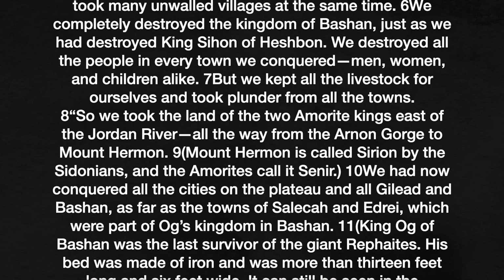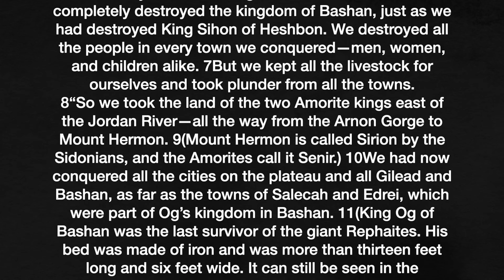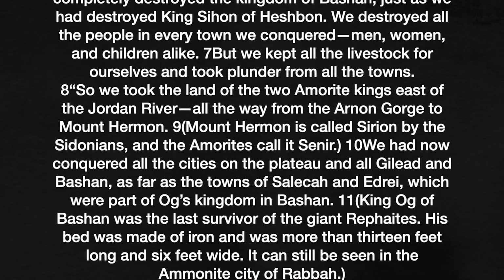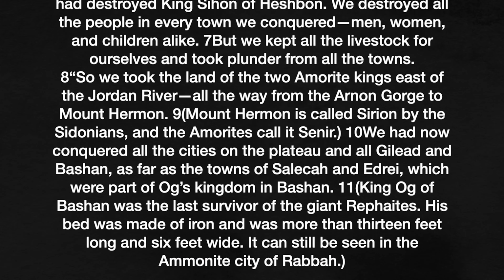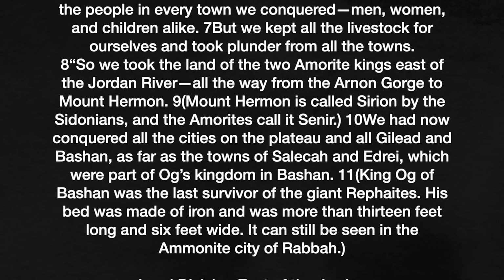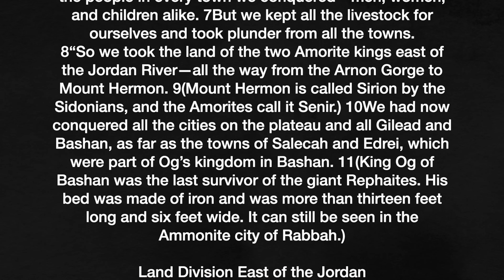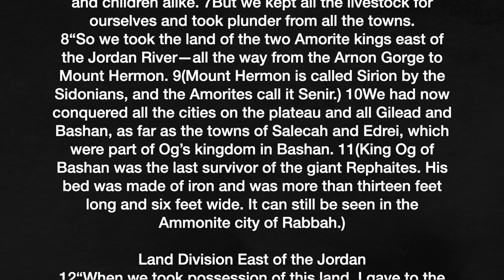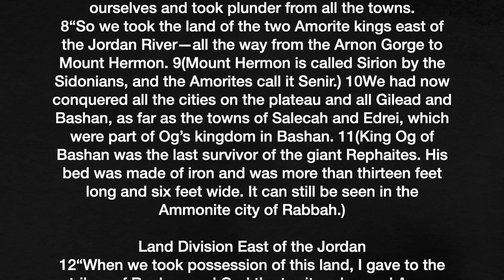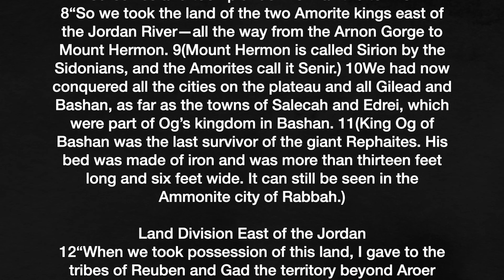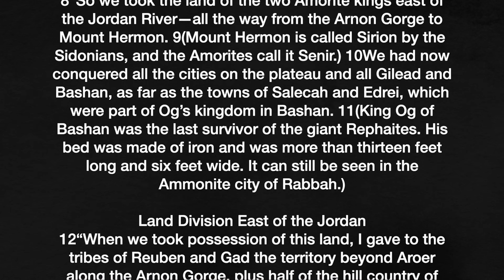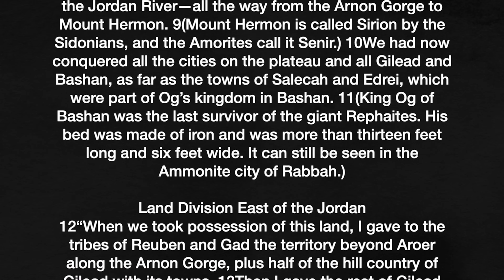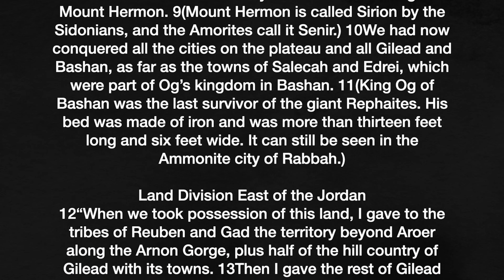So we took the land of the 2 Amorite kings, east of the Jordan River, all the way from the Arnon Gorge to Mount Hermon. Mount Hermon is called Sirion by the Sidonians, and the Amorites call it Senir. We had now conquered all the cities on the plateau and all Gilead and Bashan, as far as the towns of Salecah and Edrei, which were part of Og's kingdom in Bashan.